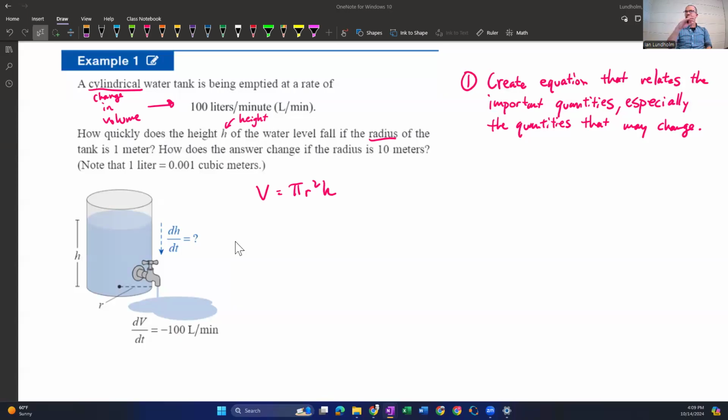Notice, though, that we don't have any calculus type stuff yet. We don't have any rates of change. So dH dt, totally still a question mark. dV dt, we've got a number for it, but it's not in our equation anywhere. So the second part of this is to take the derivative with respect to time.